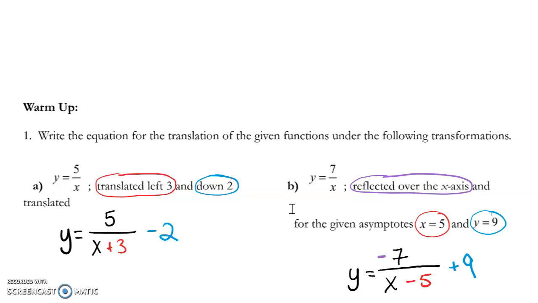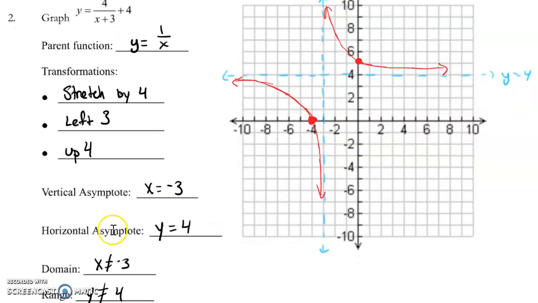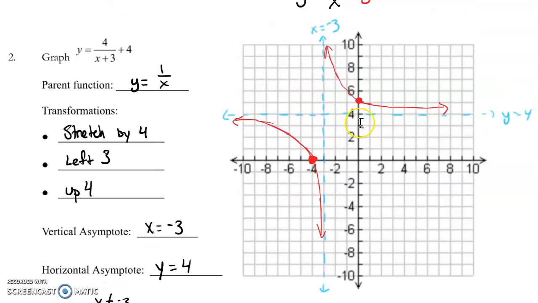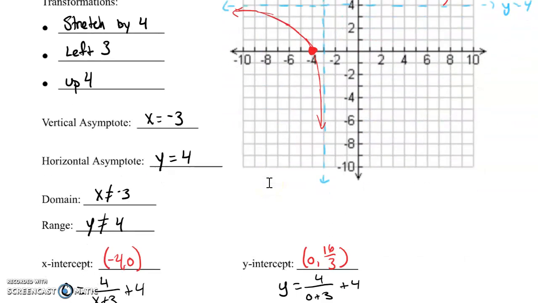Last one, if you haven't done it already, pause and do number 2, please. All right, and here we go. We have stretched by a factor of 4. We have shifted this left 3 units, up 4 units. Parent function's the same. That gives me my asymptotes left and up. That gives me my domain and range. I can see my asymptotes on my graph, and I actually have an x and a y-intercept.